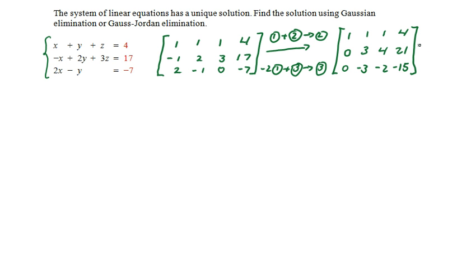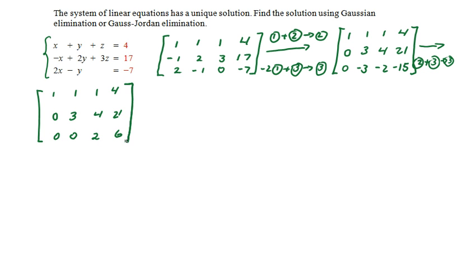Now I'm going to go ahead and add row 2 to row 3 and put that into row 3. Again, building the zeros in the bottom left-hand corner. So 1, 1, 1, 4; 0, 3, 4, 21; 0, 0, 2, 6. Now if I multiply row 3 by 1/2, I'll get a 1 in the third row, third column.